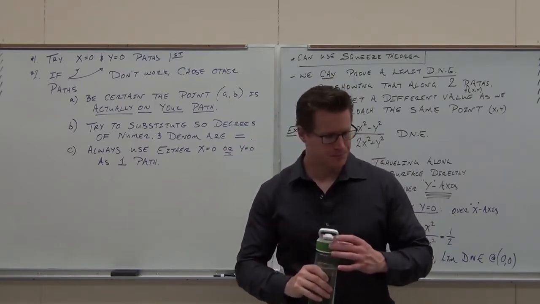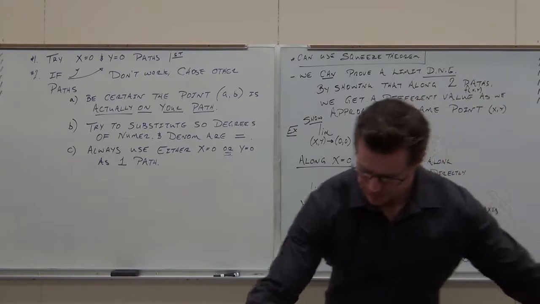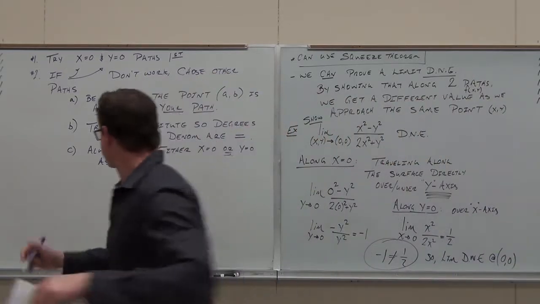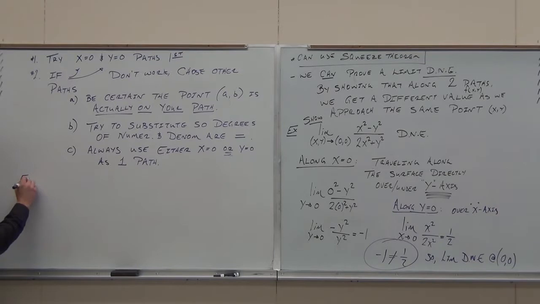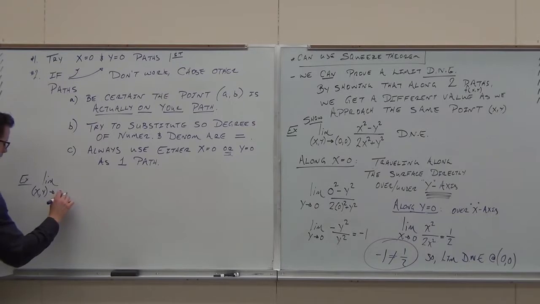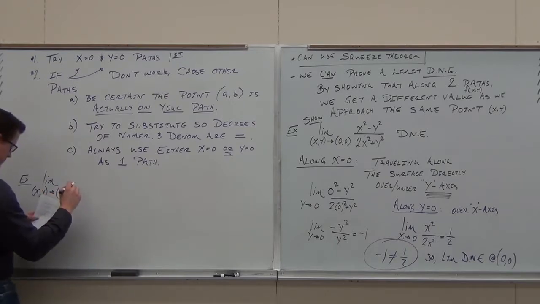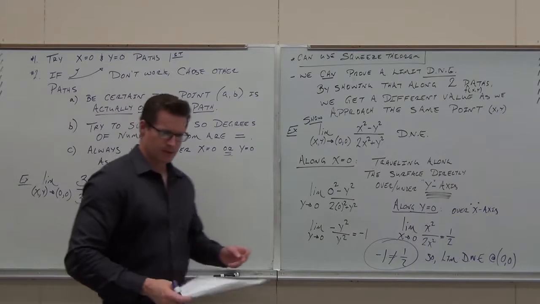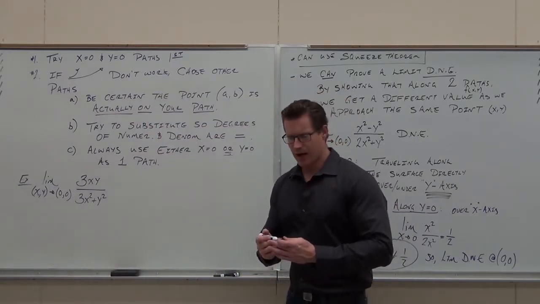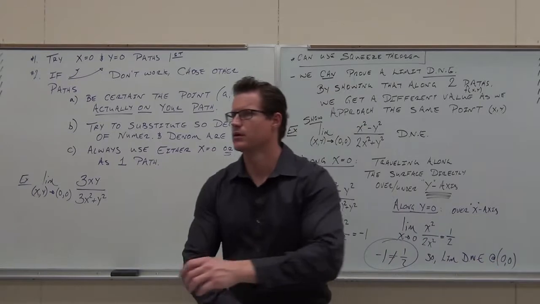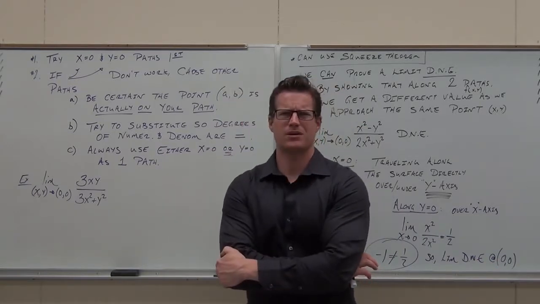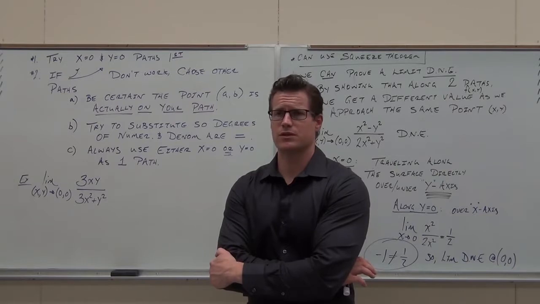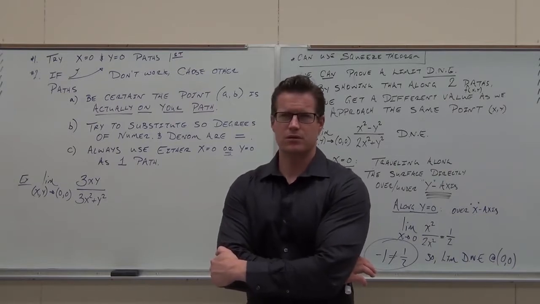So let's try this. Let's do the limit here. Everyone in class right now, how many independent variables do you have? Okay, so this is going to be a what type of graph? It's a surface, 3D surface. Great. What point are we approaching?